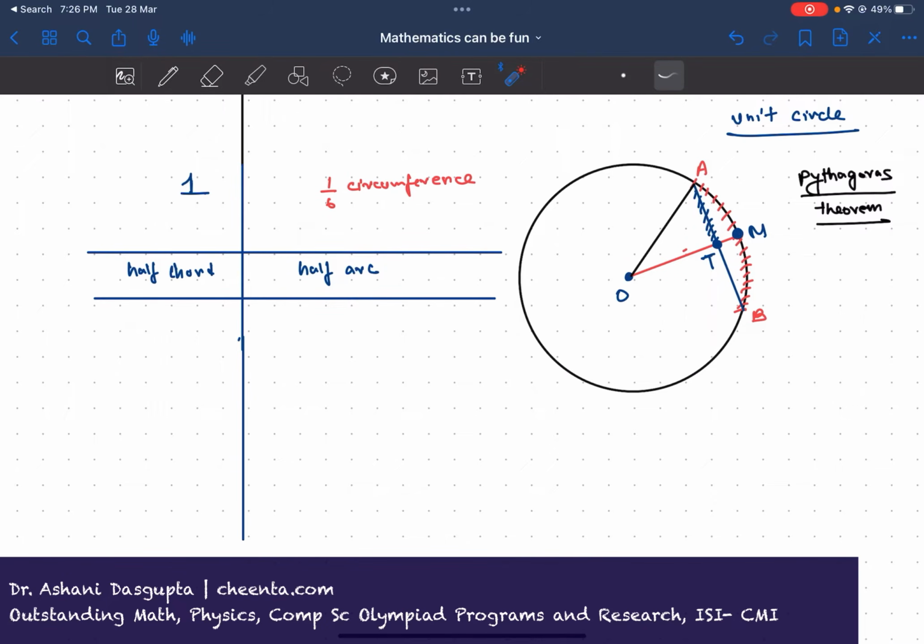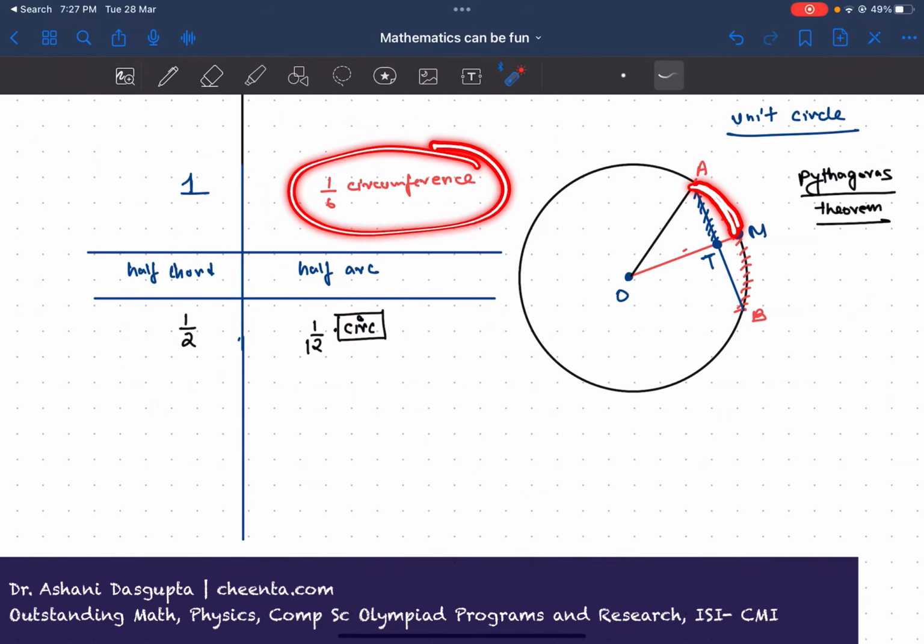So half arc is 1/12th of the circumference, and half chord is of course 1/2, right? If half arc is 1/12th, that is half of 1/6, 1/12th of the circumference, then half chord is just 1/2 because the full thing is 1. This part you have to understand very carefully.